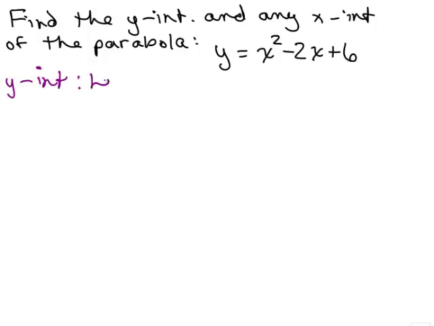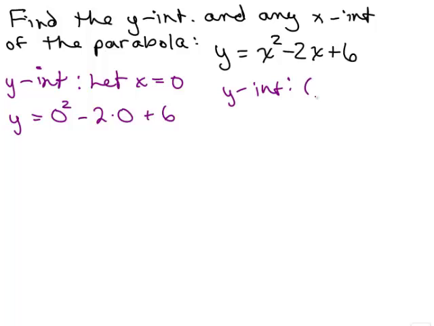Y-intercept, let x equal 0. If we put in 0 for x, you notice y is 6. So that means our y-intercept, when we put in 0 for x, we got one value for y. So there's going to be one y-intercept on this parabola.